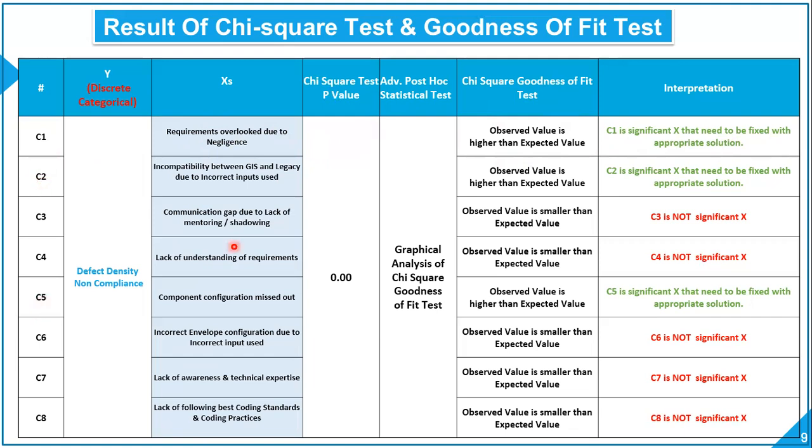C5. But in case of other causes, the observed value is smaller than expected value. In other words, that black colored bar is shorter than the gray colored bar for these X's: C3, C4, C6, C7, and C8. So these X's are not statistically significant, or in other words, they do not have statistically significant impact on Y, and that Y is defect density non-conforming. So this is kind of a summary table.